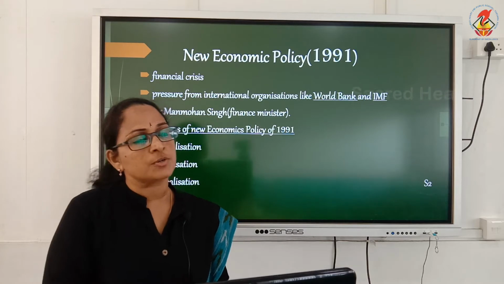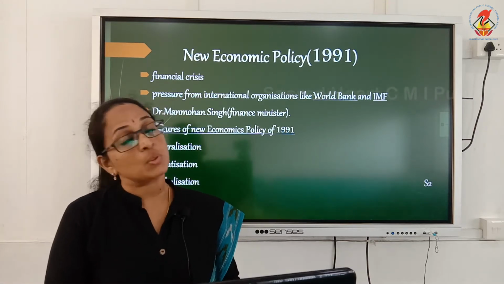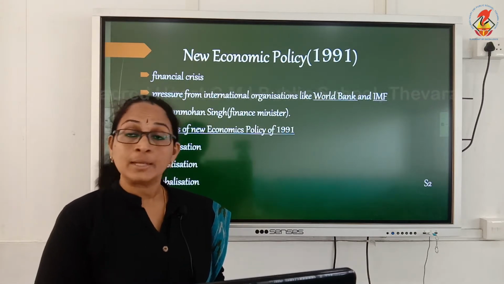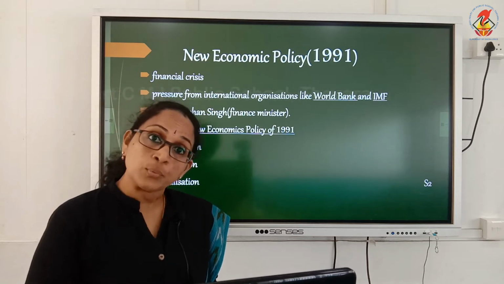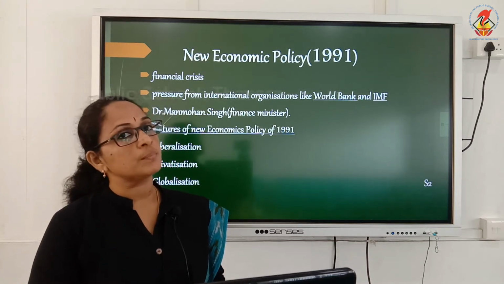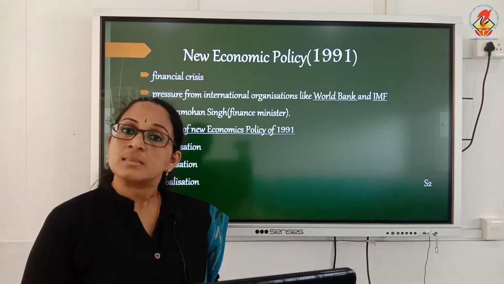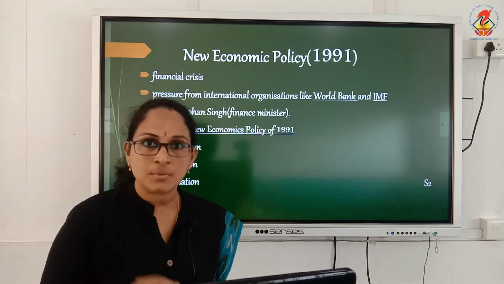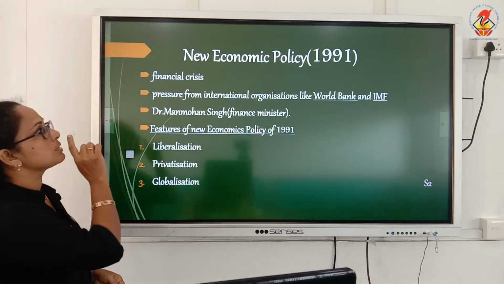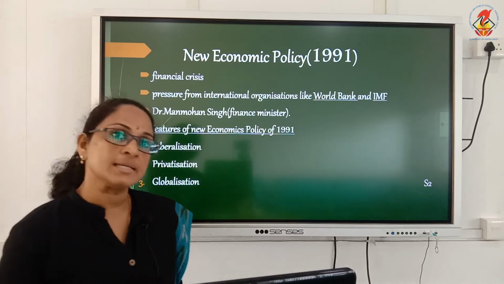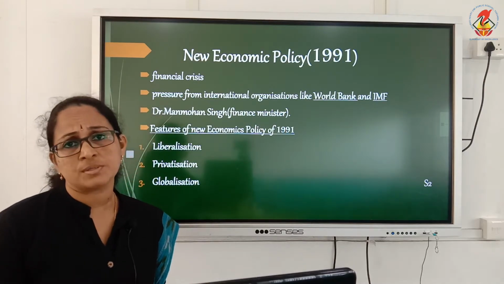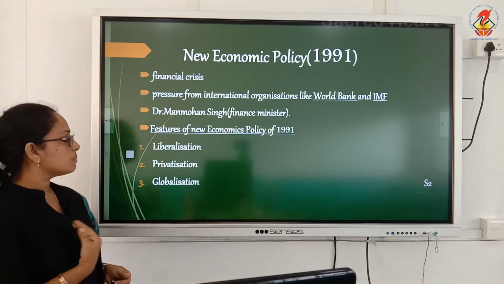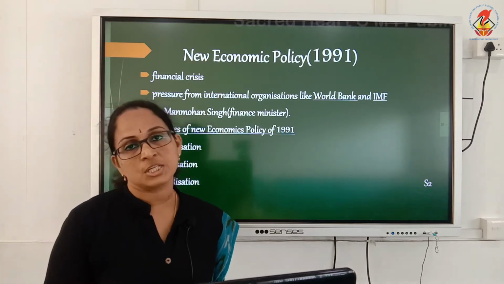About Manmohan Singh, children, as an economist, he held several key positions in the Indian government: head of the Planning Commission, Governor of RBI, Finance Minister, and later he served as the 13th Prime Minister of India. During his time as finance minister, India adopted this new economic policy of 1991. Coming to the features, there are three features under this new economic policy, children: liberalization, privatization and globalization.